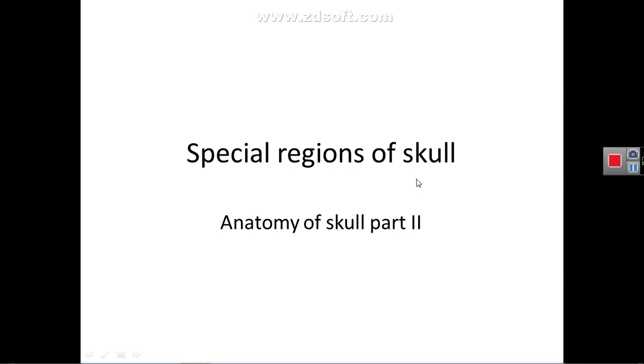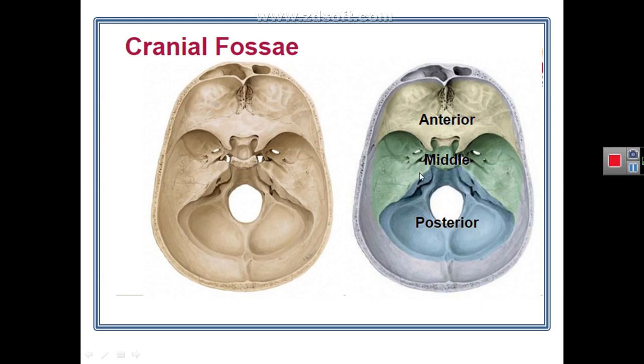This is a practical presentation to osteology of the skull, part 2. It includes special regions. First of all, we will talk about the cranial cavity.